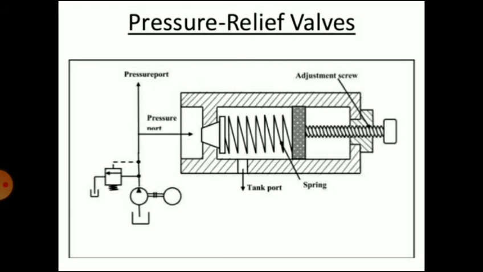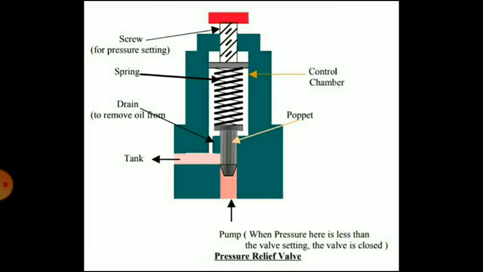And you can see the circuit diagram at the left hand side for the connection of pressure relief valve. So you can see another diagram of the directly operated pressure relief valve. You can see the screw for pressure setting, then the spring, there is a control chamber, there is a poppet valve. At the bottom, there is a port that is connected to the pump. So the bottom port is connected to the pump.